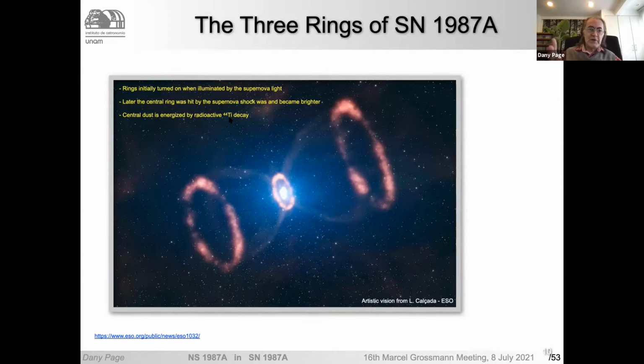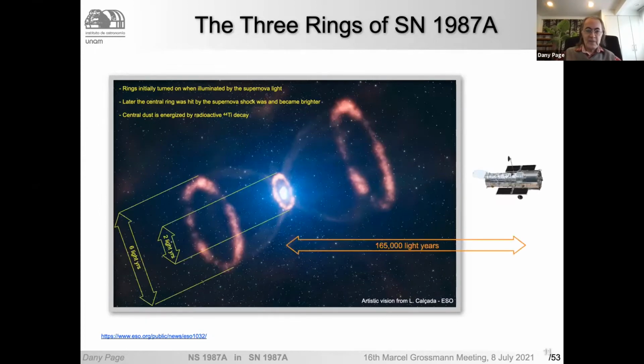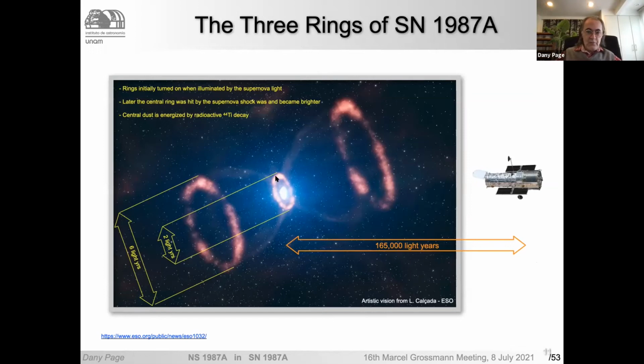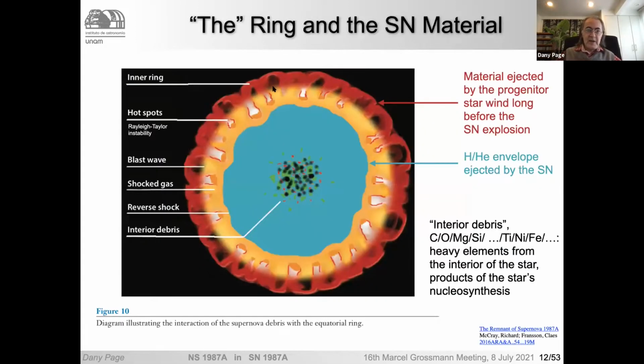There's nothing special about titanium-44. It just happened to be a radioactive isotope that is there, and it has a lifetime of 60 years. So it is at present time the main source of energy. And here is basically the size of the remnant, at a distance of 165,000 light years. And what we see in this image, this equatorial loop, is material that was ejected by the progenitor but was hit by the shock wave of the explosion.